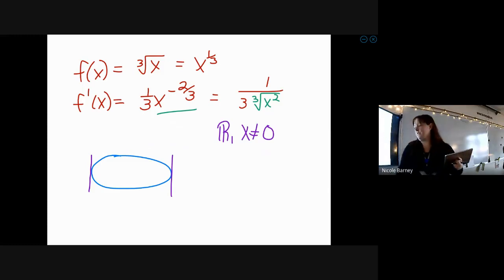Okay. What else? Do you guys feel good with finding whether a piecewise function is differentiable?